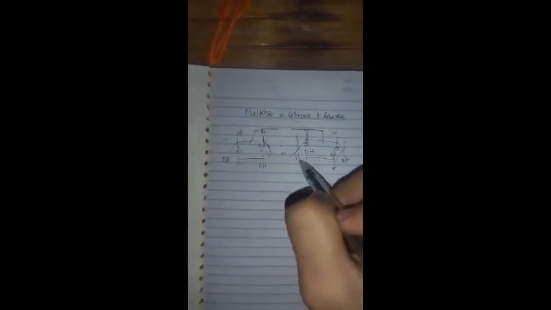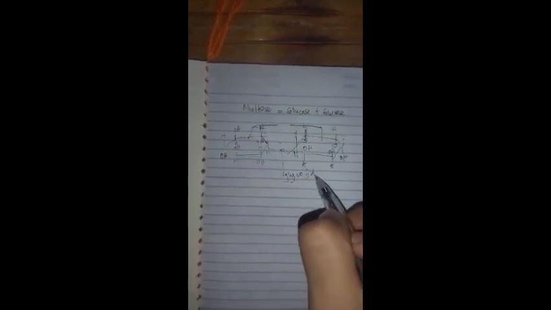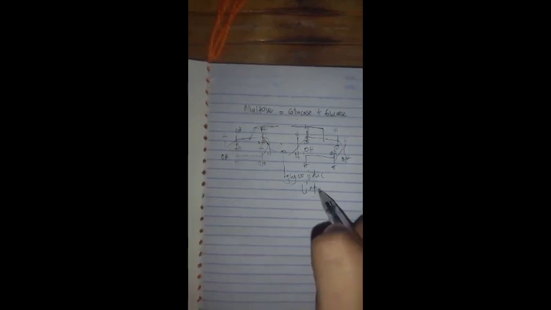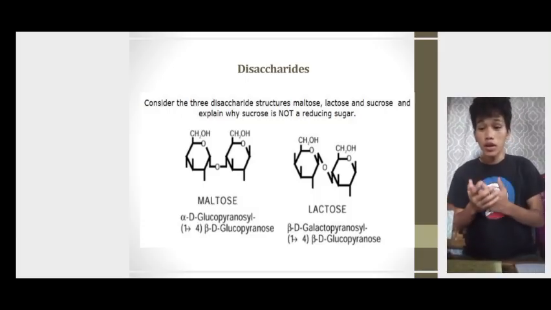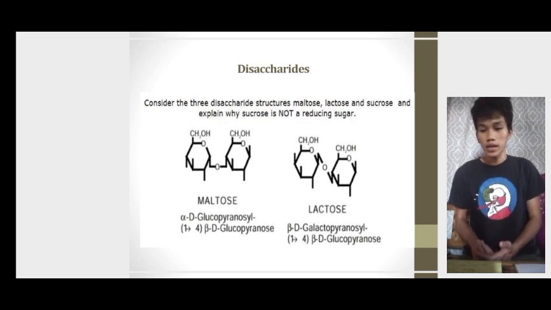We have a hydrogen. This is what we call the glycosidic linkage bond. So here, this is the structure of glucose, and the structure of maltose.